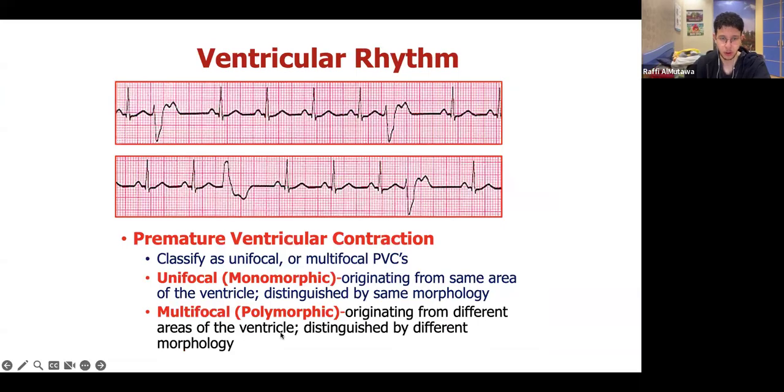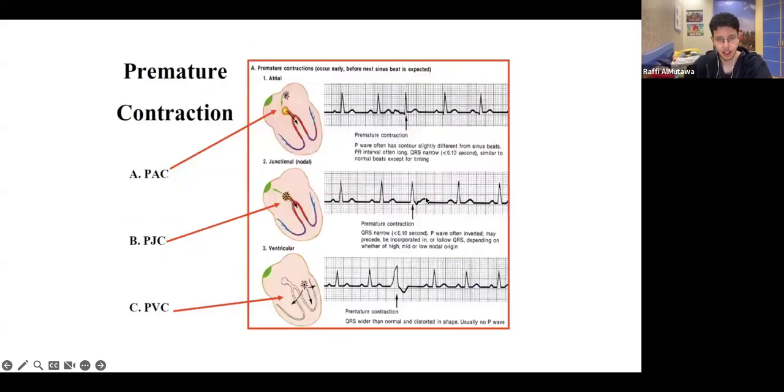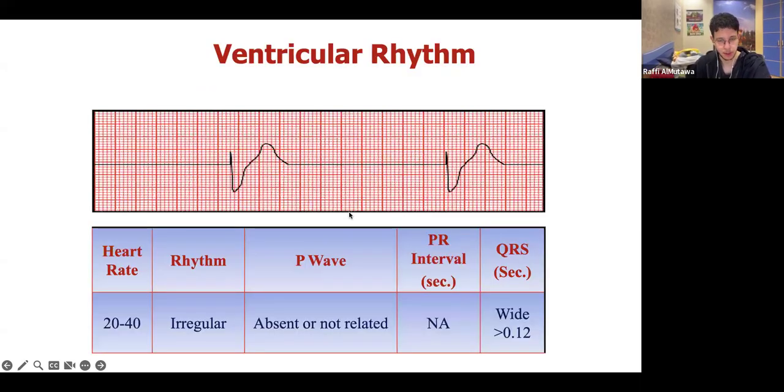Okay, could be unifocal, multifocal. So yeah, very cool stories. But as you can see, as long as the QRS is wide, as you guys can see over here. Unifocal just means it's one focus, and multifocal means it's multiple foci. So like up, down, whatever. And yeah, this is kind of showing you the premature contraction system. I left this in for you guys to read whenever you feel like it.